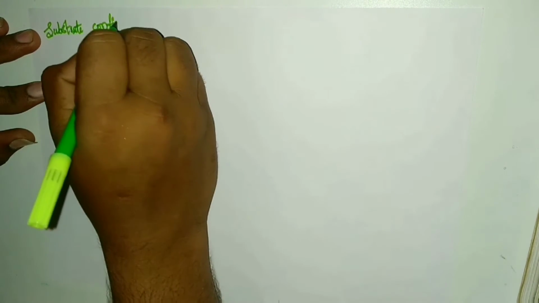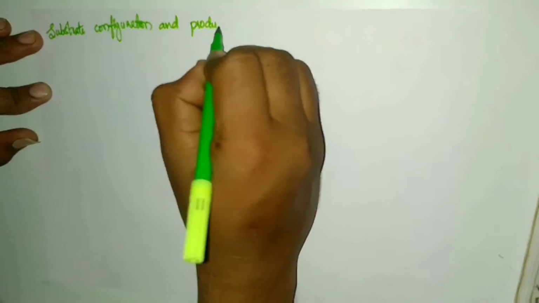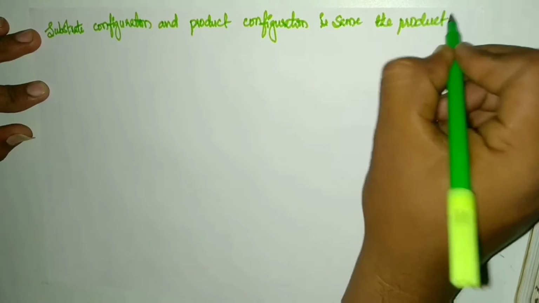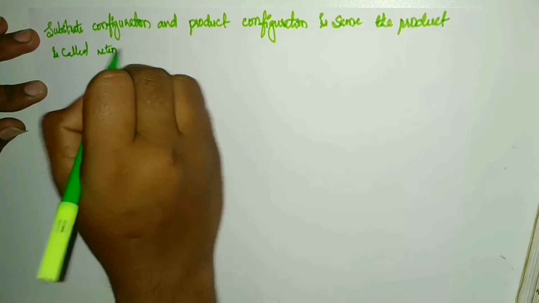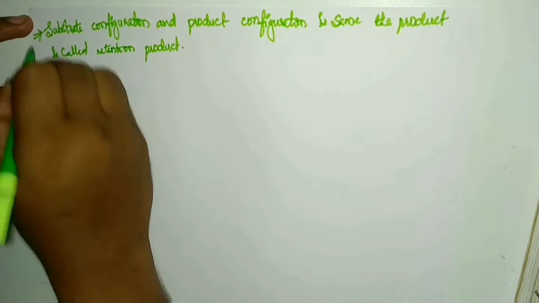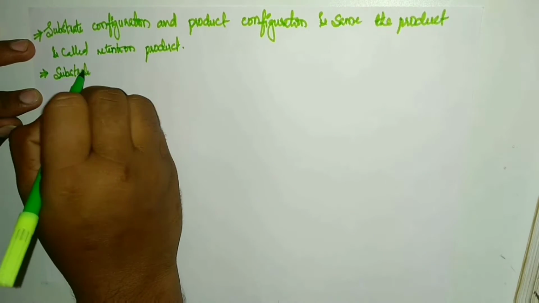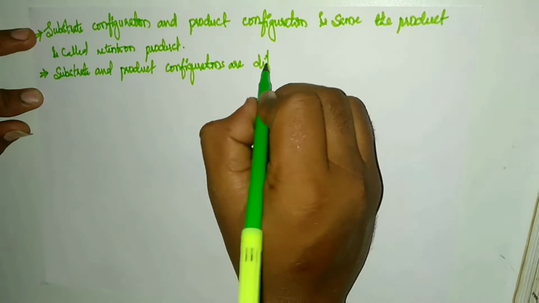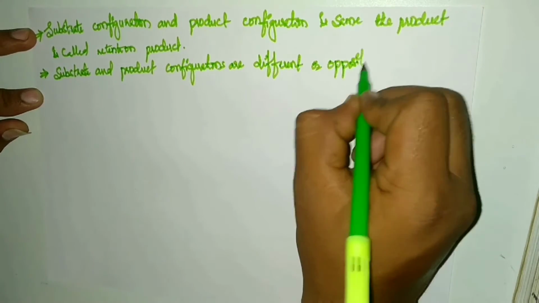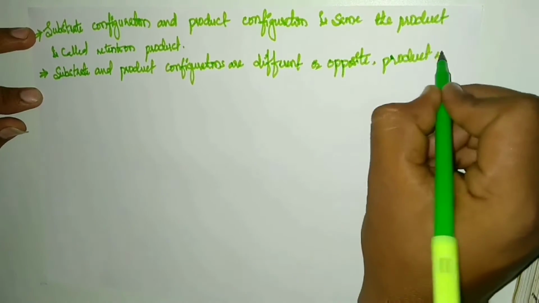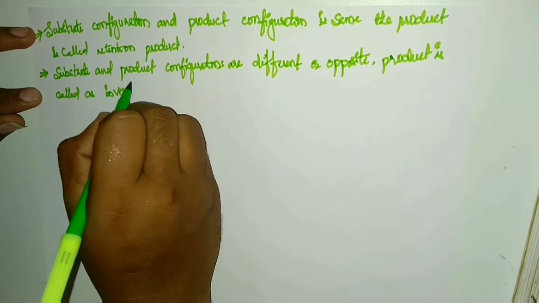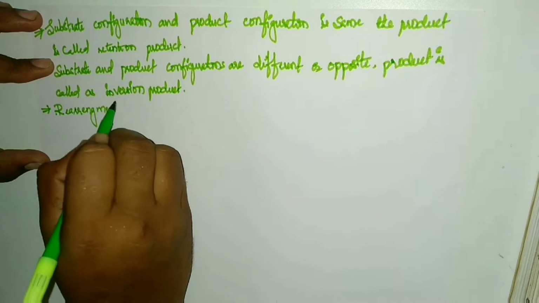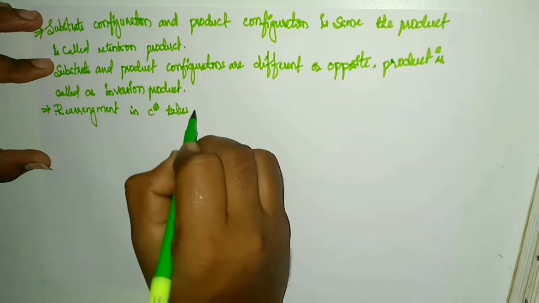When the substrate configuration and the product configuration are the same, the product is called a retention product. Here, the substrate and product configurations are different, or opposite, and the product is called an inversion product. Also, rearrangement of the carbocation takes place, so the carbocation rearranges according to its stability.